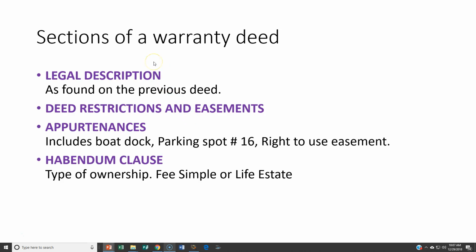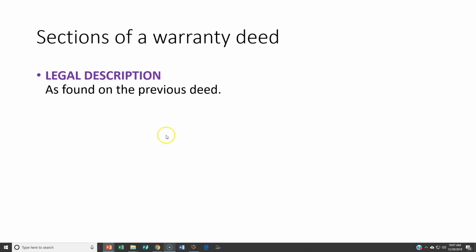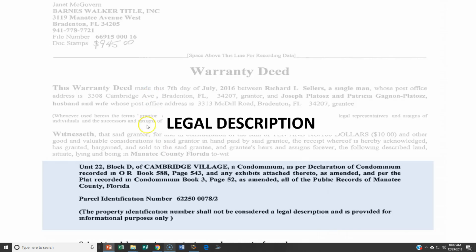Then we have other sections, the legal description. We've got to have a legal description and any deed restrictions and easements, any appurtenances, which includes things that are attached to the property legally, not necessarily physically, like a boat dock or a parking spot, or even the right to use a particular easement, and the type of ownership that we're transferring. Let's have a look at legal description. There it is. There's the legal description.